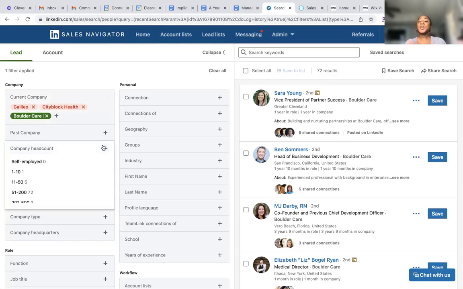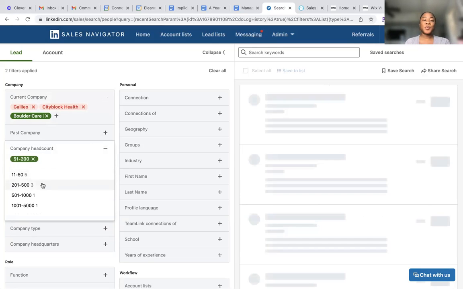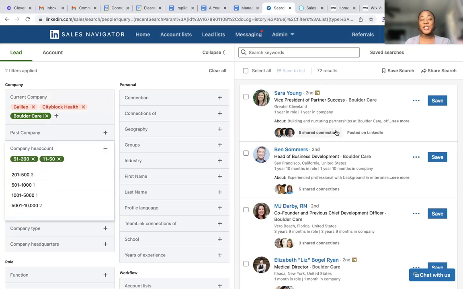Company head count. So what does the company look like that you are working with? Now, for me, I typically work with small businesses that have more than 50 people, but less than 200. And so I could do that. If you work with smaller companies, you could do 11 to 50, and you can see how that number changes. Now, the reason why this number stayed at 72 is because I only included Boulder Health.